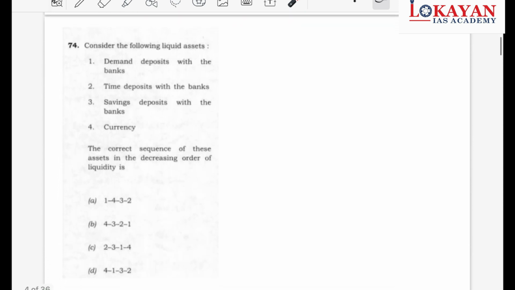Okay, now a question upon liquidity. Four options are given and we have to arrange these options in decreasing order of liquidity. So see here, obviously it's clear that currency will be the most liquid.